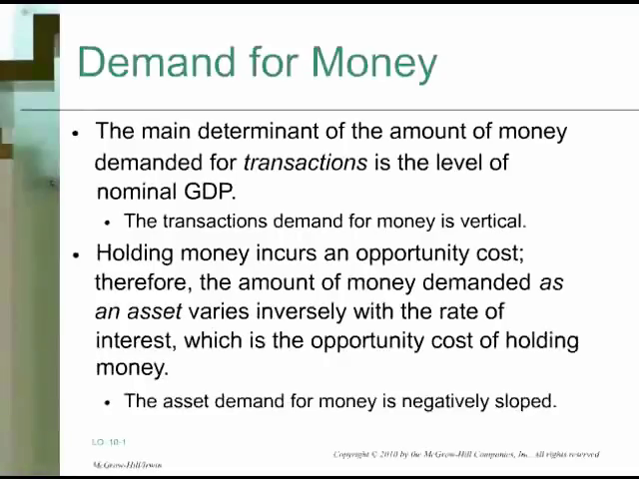The main determinant of the amount of money demanded for transactions is the level of nominal GDP. The transactions demand for money is vertical. Holding money incurs an opportunity cost. Therefore, the amount of money demanded as an asset varies inversely with the rate of interest, which is the opportunity cost of holding money. The asset demand for money is negatively sloped.